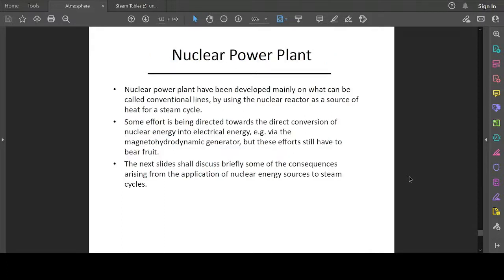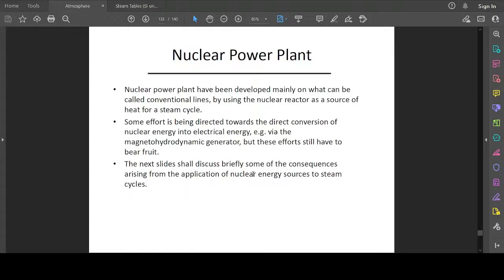So nuclear power plants have been developed mainly on what can be called conventional lines, by using the nuclear reactor as a source of heat for a steam cycle. Some effort is being directed towards the direct conversion of nuclear energy into electrical energy via the magneto-hydrodynamic generator, but these efforts still have yet to bear fruit. So we still don't have solutions for this process.